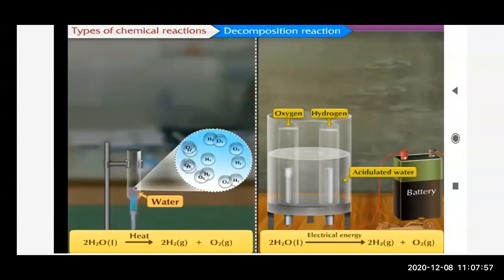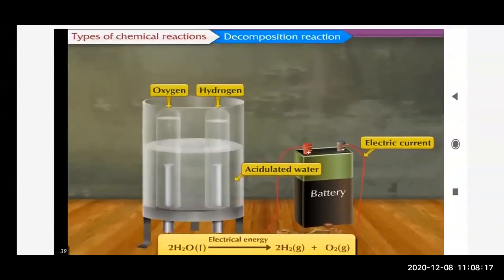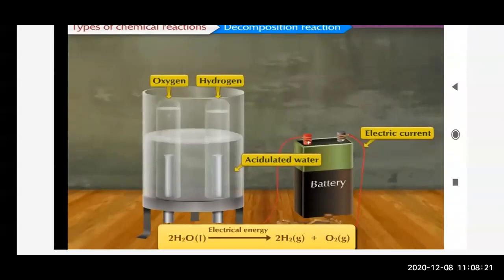Now you can see the example is given, that water, when it is heated, what is formed? Hydrogen gas and oxygen gas. Both the reactions are given, one on the left hand side and one on the right hand side. So this is called electrolysis. The reaction is given for H2O. When the decomposition takes place by means of electrical energy, it is called electrolysis.